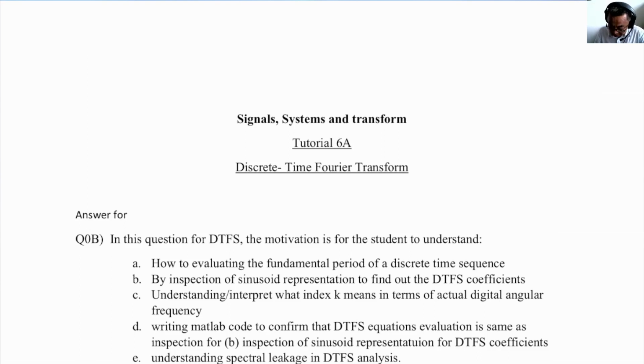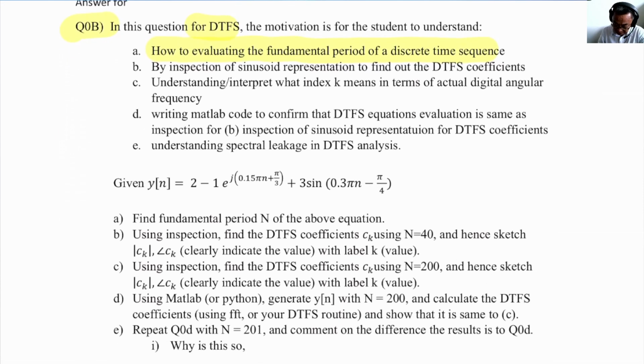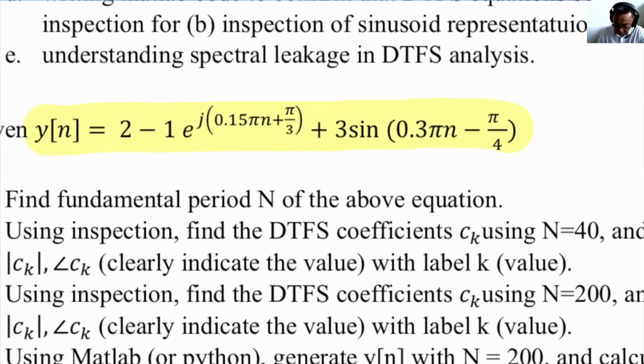Welcome back. This is tutorial 6A, question 0B, where in this question we continue on our study of DTFS. Specifically, we're interested now to evaluate the fundamental period of a discrete time sequence.